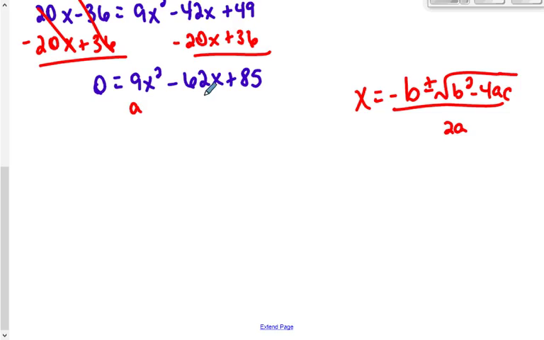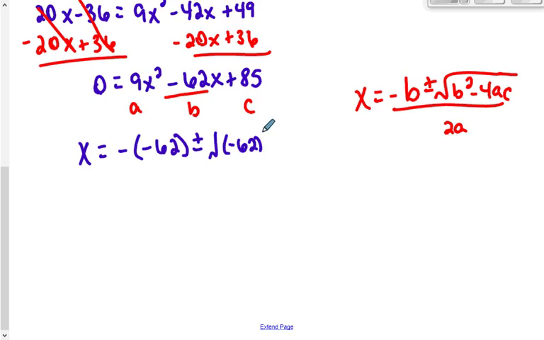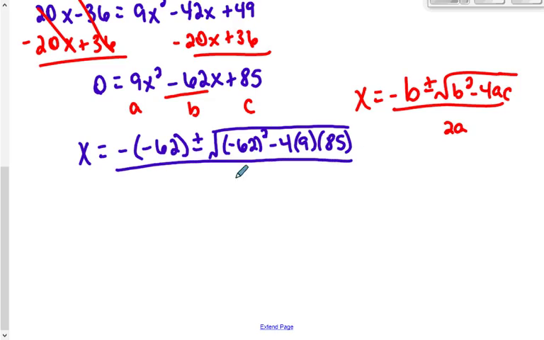So 9 is my A, negative 62 is my B, 85 is my C. So plug everything in. X equals negative, and B is negative 62, plus or minus the square root of B squared, so negative 62 squared, minus 4 times A, which is 9, times C, which is 85. So we're not simplifying anything yet, we're just writing it all in. All over 2 times A, which is 9.